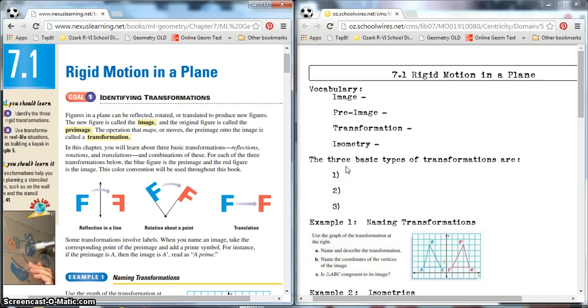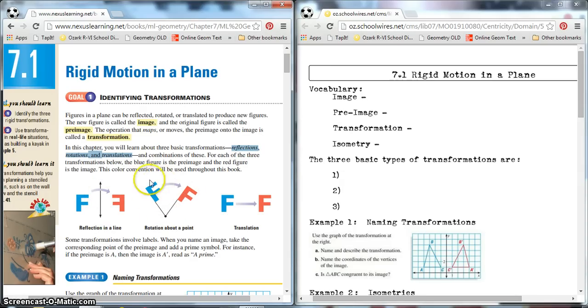We're going to go down here to three basic types of transformations. The three basic types, which should be fairly familiar, are the reflection, which is right here, the rotation, and the translation. And you can see those three right here. Reflection is always over a line. All right, it reflects, so it's kind of a mirror image of itself on the other side of the line of reflection, or the line of symmetry is another term for that.